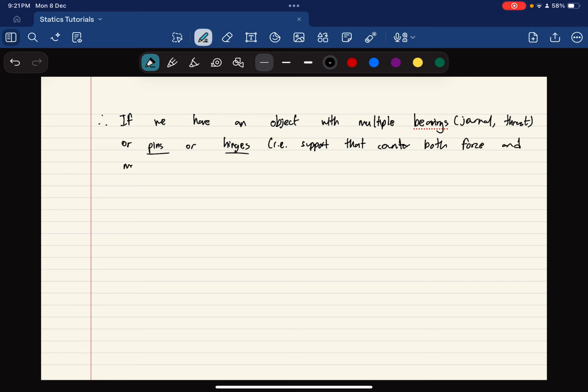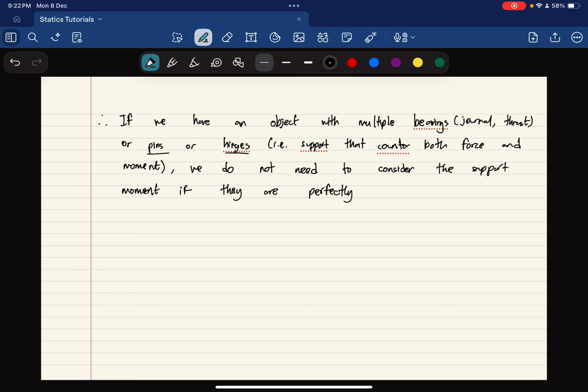Force and moment. M-O-M-E-N-T, moment. Bearings or basically pins or hinges support both force and moment. We don't need to consider the support moment if they are perfectly aligned. This is only for the case when they are perfectly aligned actually.